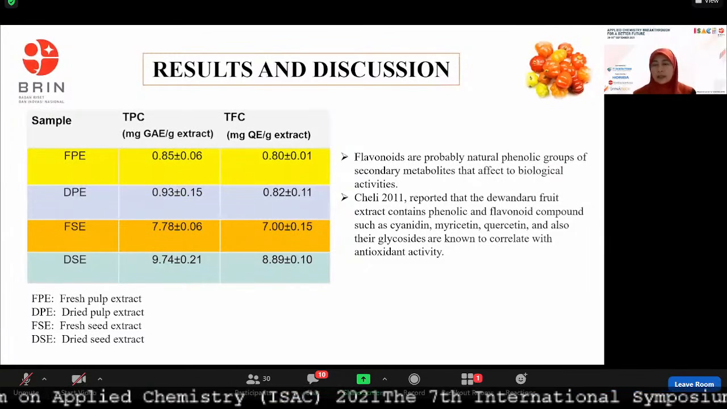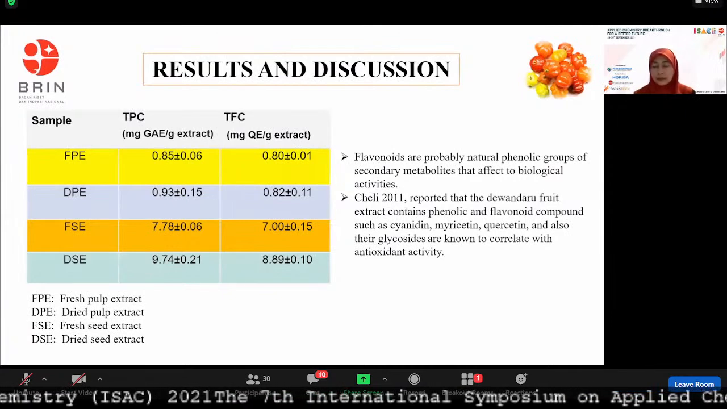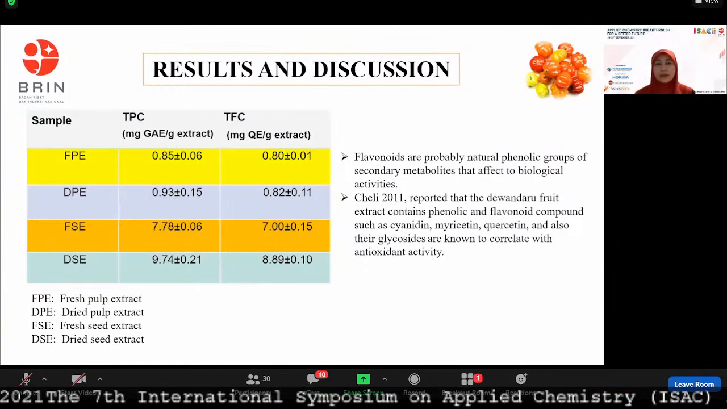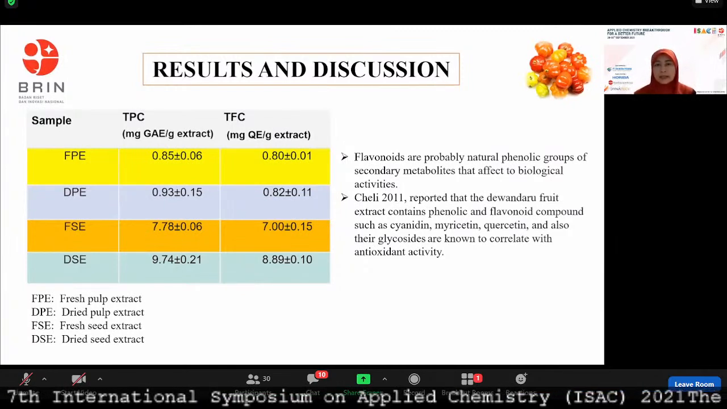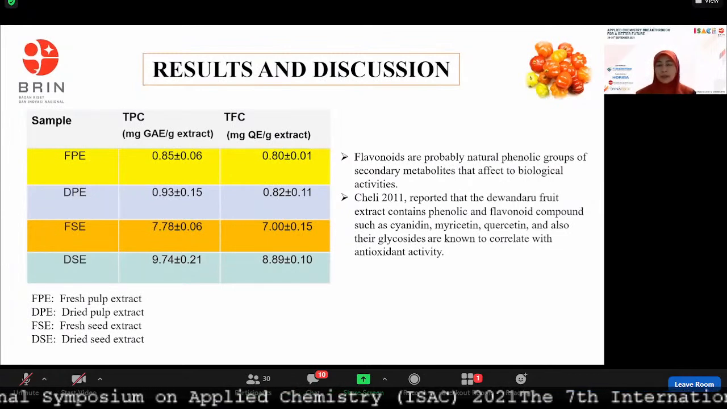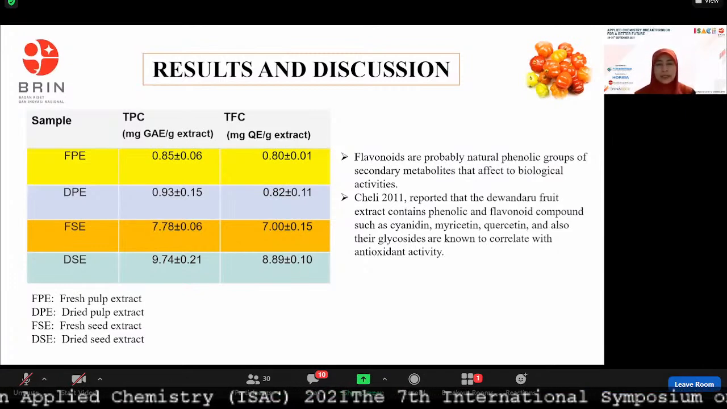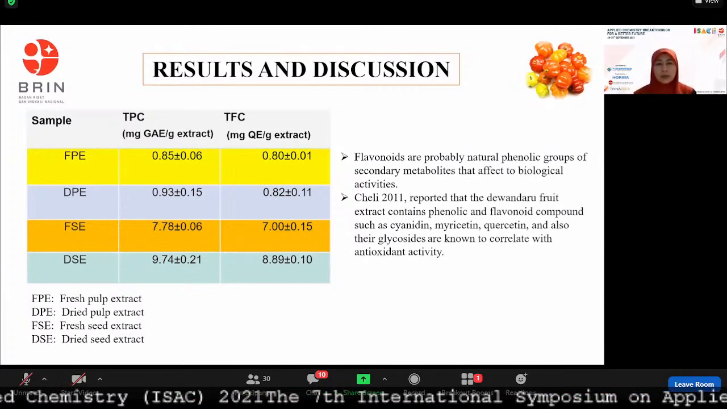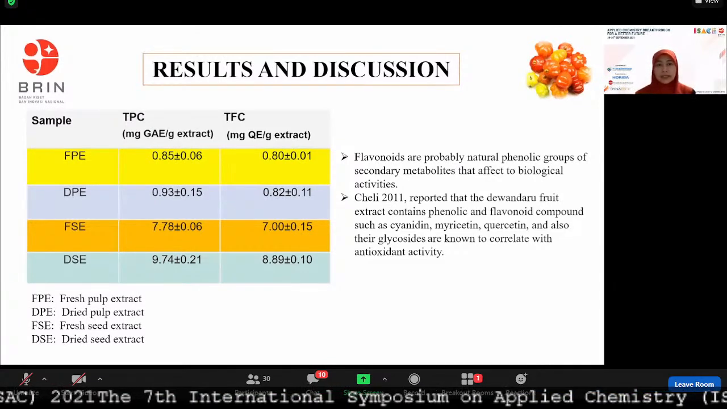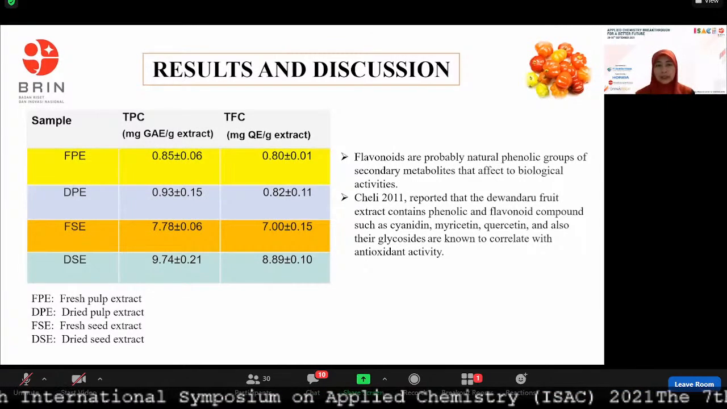Biological activity as an antioxidant is commonly related to the flavonoid and phenolic compounds in the extract. So we determined the total phenolic compound, expressed in gallic acid equivalent, and the total flavonoid compound, expressed in quercetin equivalent per gram of extract. You can see here that both of the pulp extracts, fresh or dry, have low content of phenolic and flavonoid.